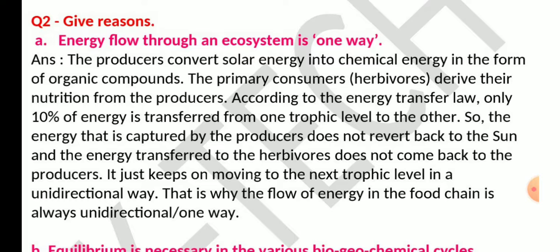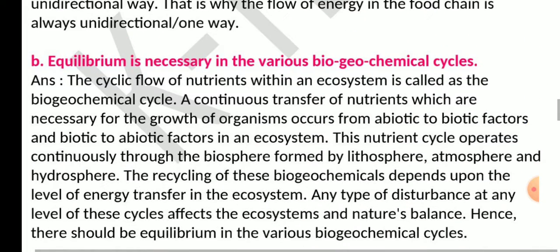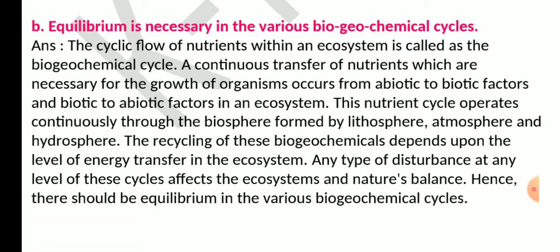the herbivores does not come back to the producers. It just keeps on moving to the next trophic level in a unidirectional way. That is why the flow of energy in the food chain is always unidirectional, or we can say one way. Understood, children? Second question. Equilibrium is necessary in various biogeochemical cycles.